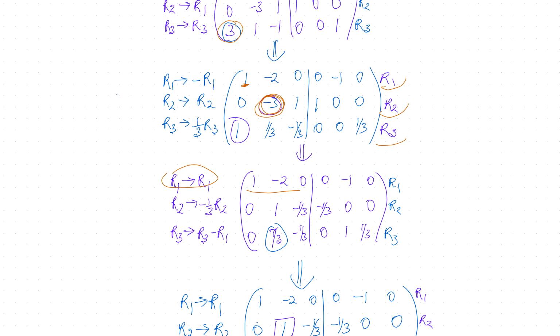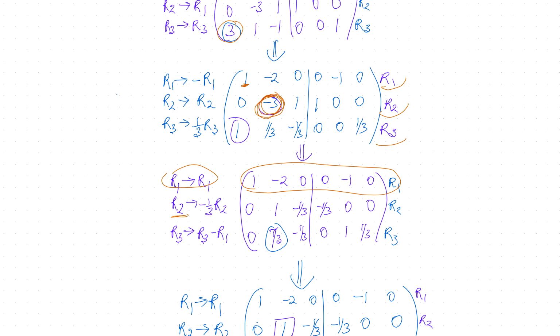And then we need this minus 3 to be 1. So the way to do that is to multiply minus 3 by its multiplicative inverse, which is minus 1 over 3. It means you have to multiply the whole old row 2 by minus 1 over 3. So that will now give us a new row 2 in this place.